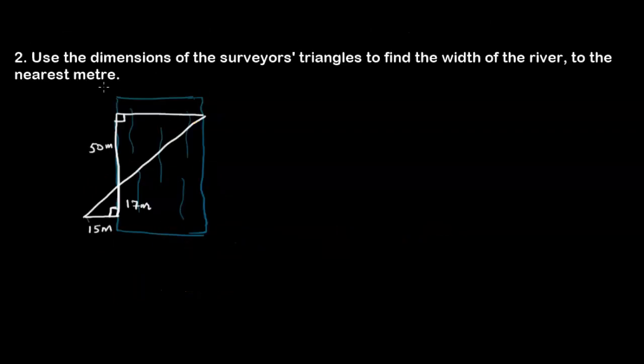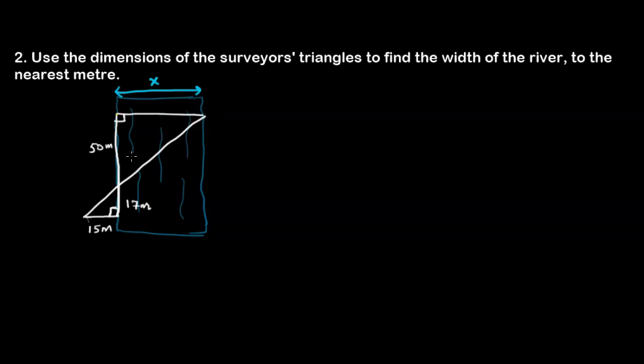The second question is, use the dimensions of the surveyor's triangles to find the width of the river to the nearest meter. We know what is made with blue color is the river, and the width of the river is from this end to this end. So let's mark this width of the river as X. These two triangles have been made by the surveyor who wants to find the width of the river, because it's not possible for the surveyor to actually measure the width of the river. So that's why similar triangles are used.